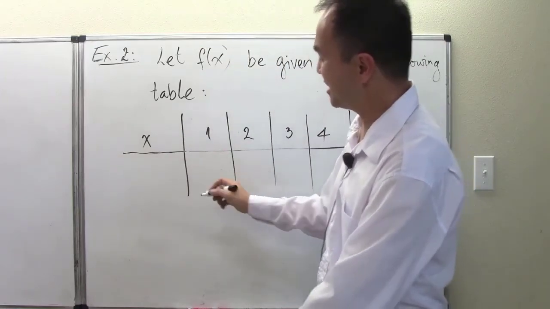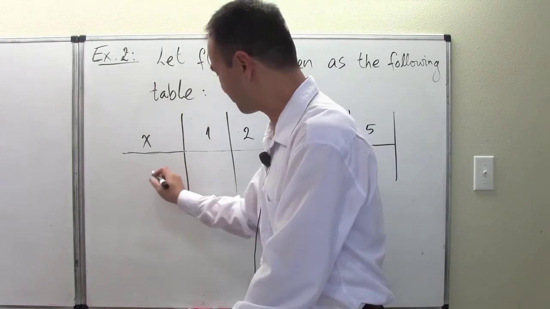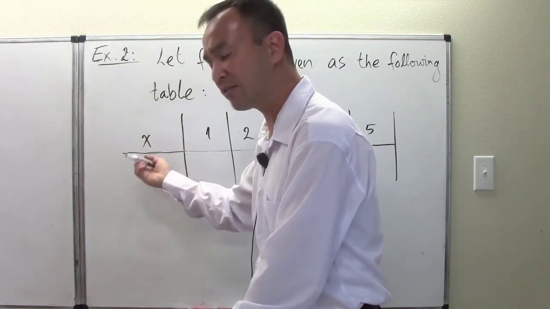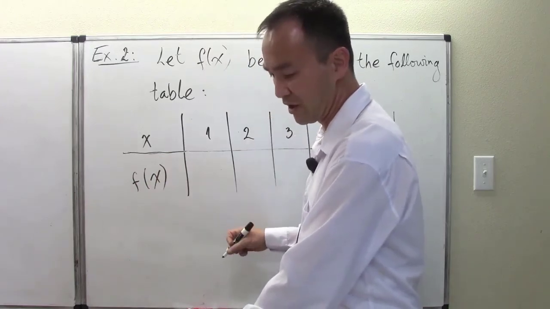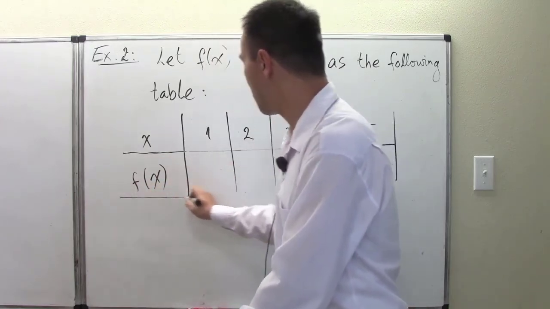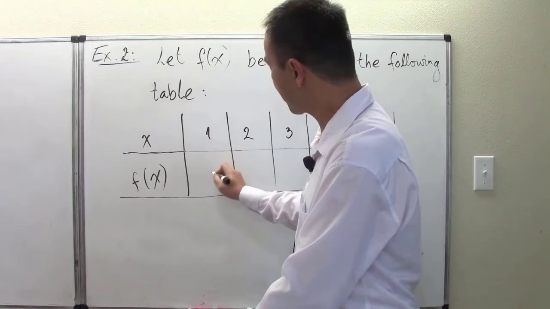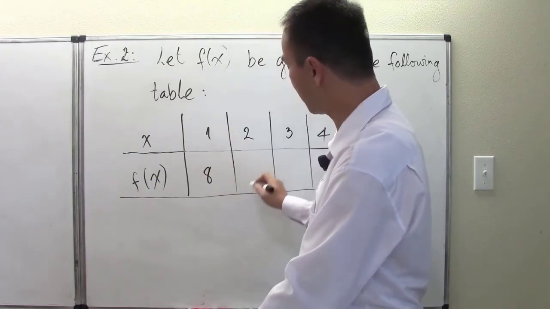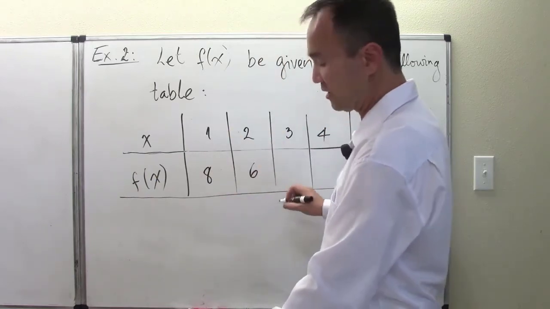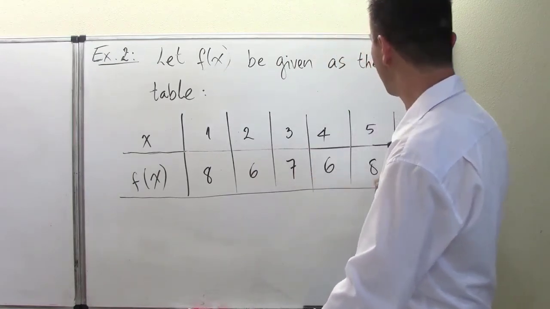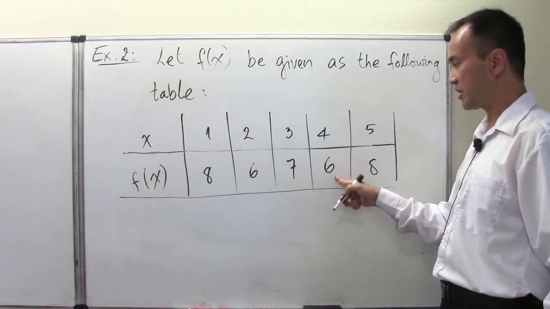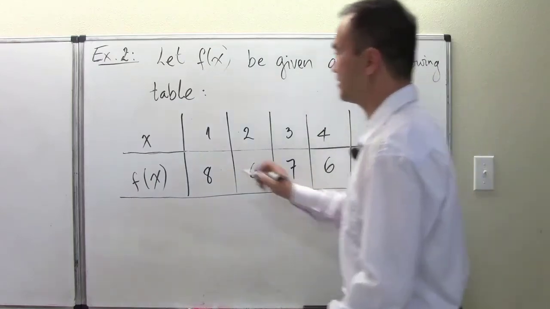So now here's what the table says. And the table is the way how this function is defined. So the output of f of x, for the f of x row, I have 8 corresponding to 1, 6 corresponding to 2, 7 corresponding to 3, 6 again, and 8 corresponding to 5, and another 6 here corresponding to 4. Okay, so that's the table.